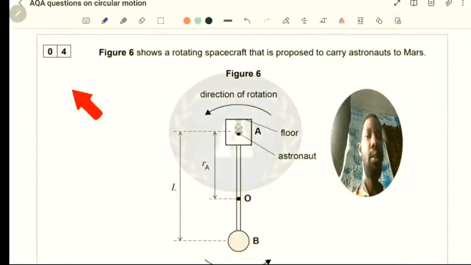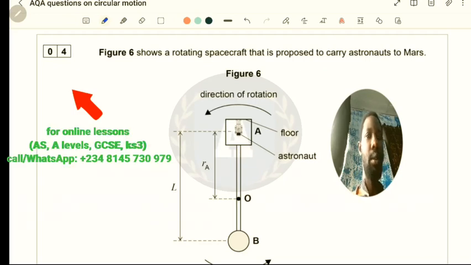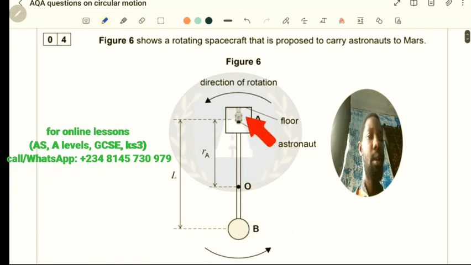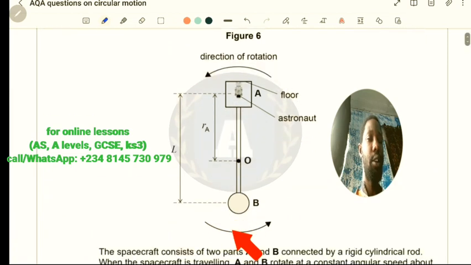Now we have a question here on circular motion to unravel. And what does the question say? The question says Figure 6 shows a rotating spacecraft that is proposed to carry astronauts to Mars. Okay, and here is Figure 6. It has this figure. This arrow is the radius, this is the length, and this is the direction of rotation.